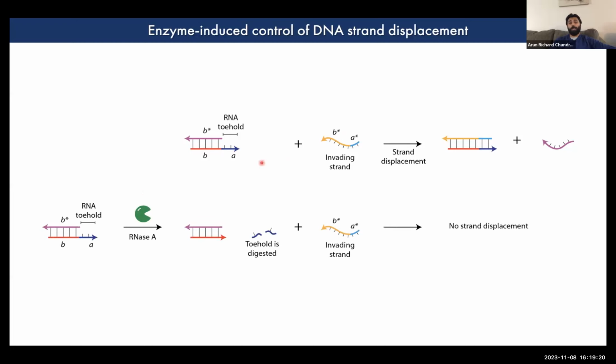However, when you add RNase A, which is specific to single-stranded RNA, only the toehold portion in this complex is digested, and since the remaining portion is all DNA, the duplex is left intact. And now if you add an invading strand, there is no toehold to bind to, and strand displacement does not occur.